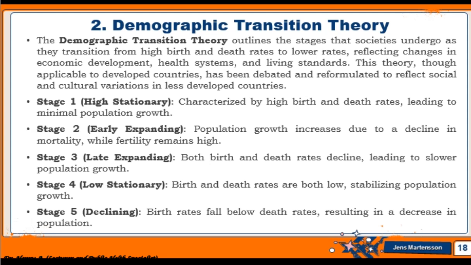Now let's look at them in detail. Stage 1, high stationary. In this stage, both birth rates and death rates are high, and that leads to a stable population size. Not increasing, not reducing. It tends to just cancel each other. That equilibrium is maintained. Now, this stage is typically associated with pre-industrial societies with limited access to healthcare.